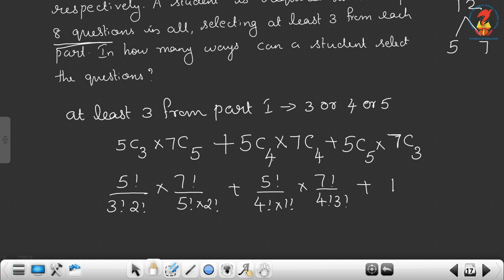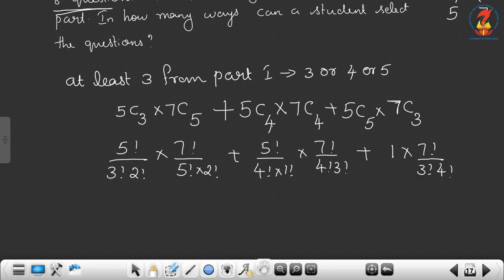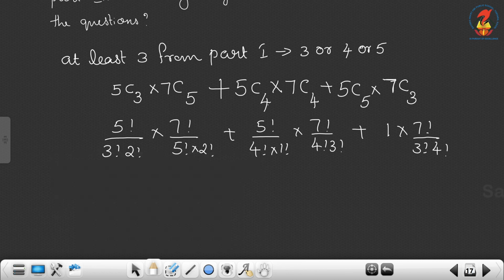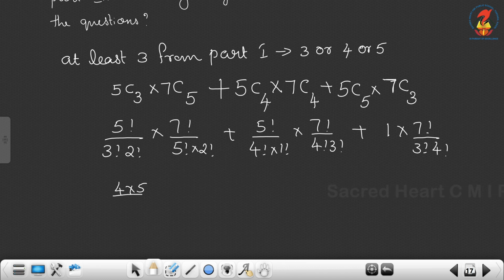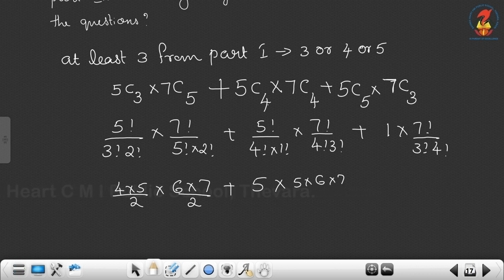5C5 is 1, nCn is 1, into 7 factorial by 3 factorial, 4 factorial. So 5 factorial by 3 factorial, 2 factorial. We can cancel 3 factorial, then 4 into 5 by 2. 5 factorial cancel, 6 into 7 by 2, plus 5 into 4 cancel, 5, 6, 7 by 3 factorial is 6. Then 4 cancel, 5, 6, 7 by 6.